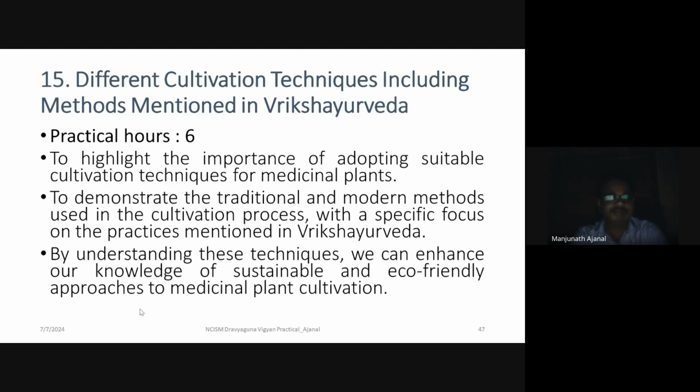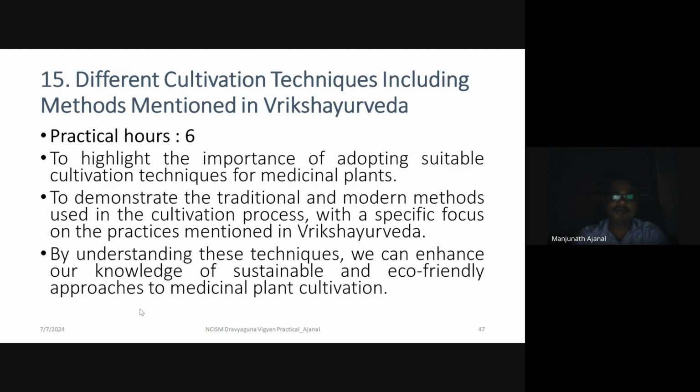And the 15th one is cultivation technique. Here the cultivation technique is compared with Vrikshayurveda. What is the modern method, and how does it differ from Vrikshayurveda? That has to be demonstrated to the student. It carries 6 hours.